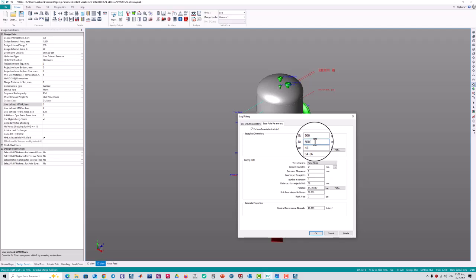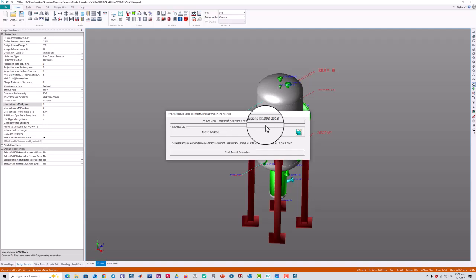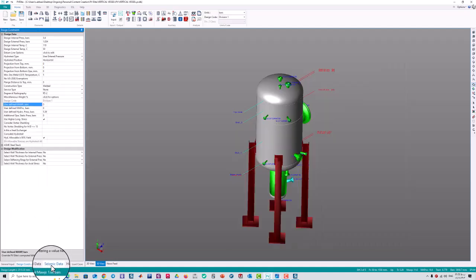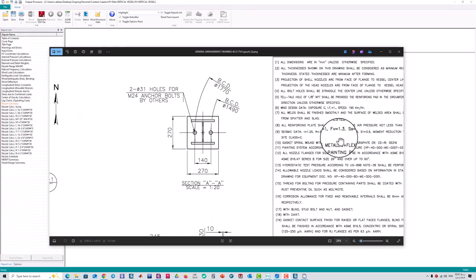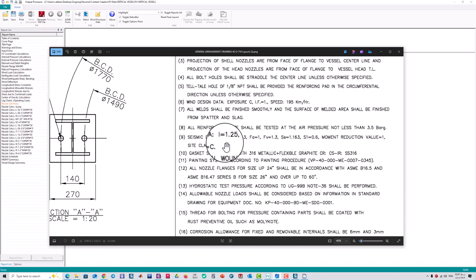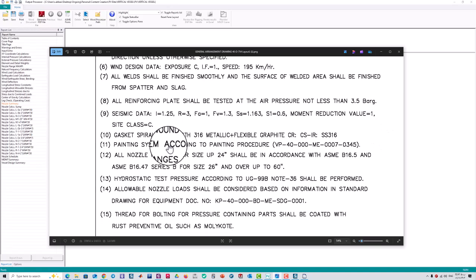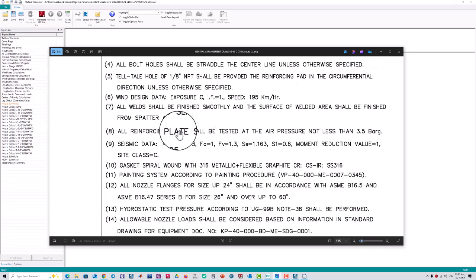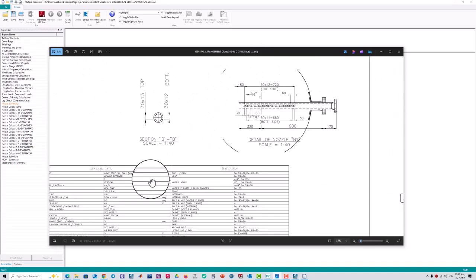$500 for the third choice, and click run the analysis to see what happened. And it seems that 500 is a correct answer, but before it we had to put the seismic data into the seismic data information list of PV Elite, and we have to put this information correctly in PV Elite.